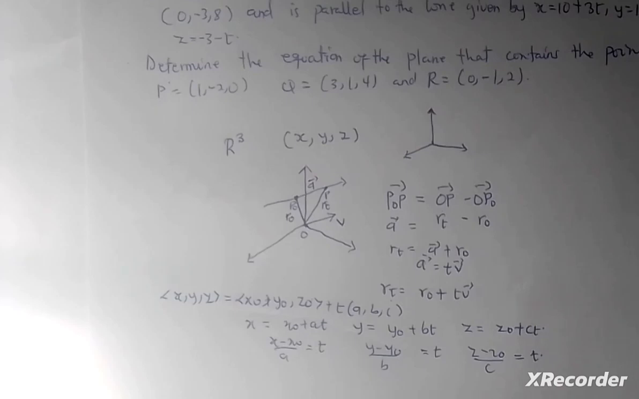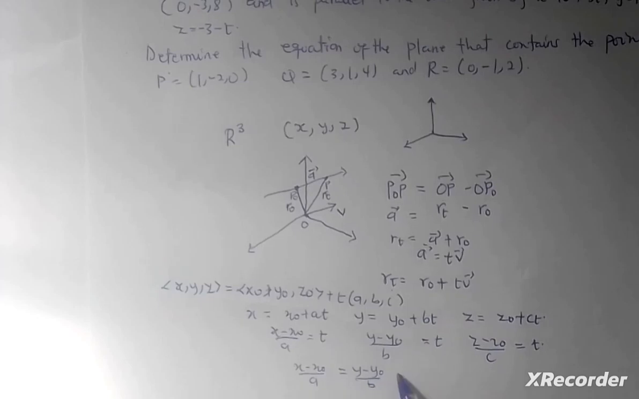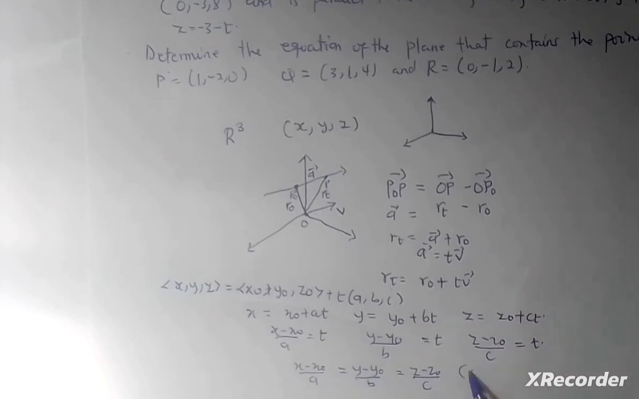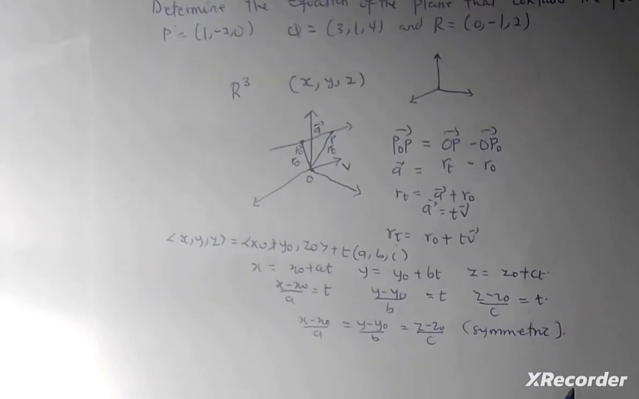Once you have this, you equate your t's and you are going to get (x minus x naught) over a is equal to (y minus y naught) over b is equal to (z minus z naught) over c. This is what we call the symmetric equation of a line in the 3D plane. Once I have this, I move on to finding the equation of a plane.